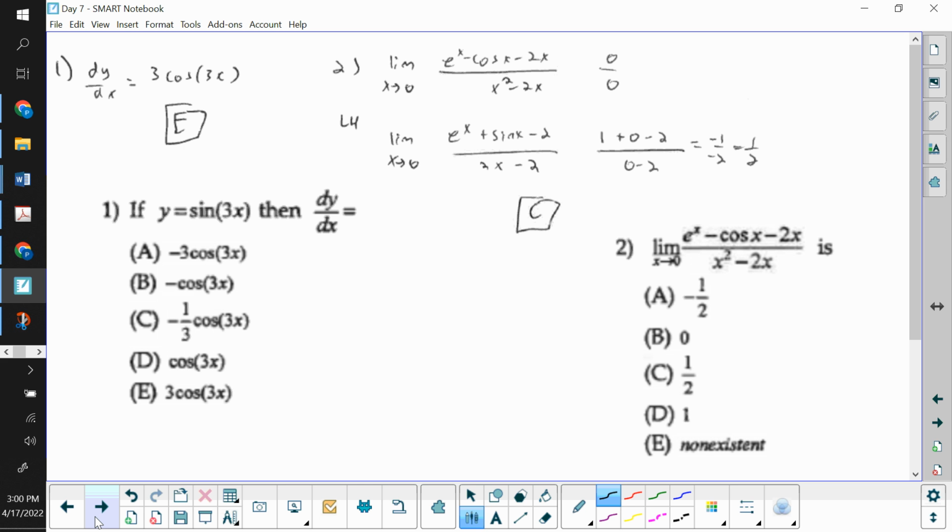Next one, when you do direct substitution, you get a 0 over 0, so we got to do L'Hopital's, do derivative of the top on its own, derivative of the bottom on its own. When you do direct substitution again, we just get 1/2.